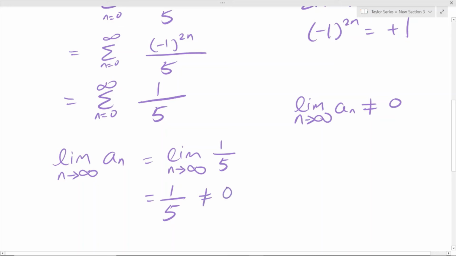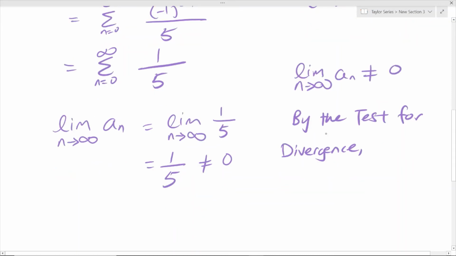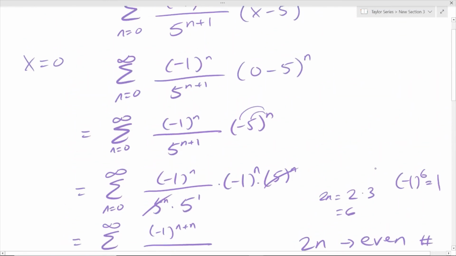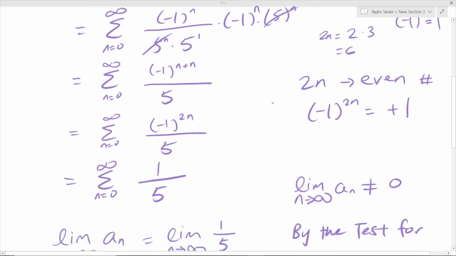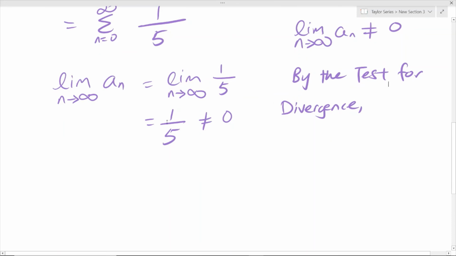1 over 5 is not equal to 0, and so therefore, by the test for divergence, this series right here, when we plug in x equal to 0, is going to be divergent since 1 over 5 is not equal to 0. The series diverges when x equals 0.